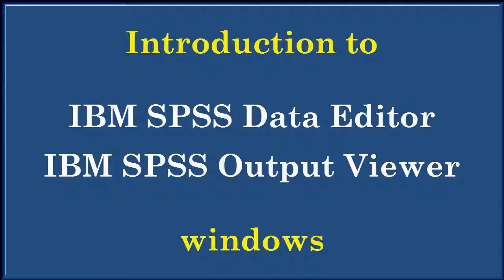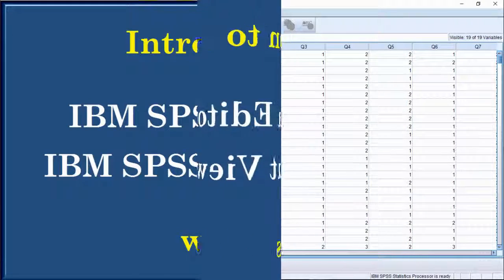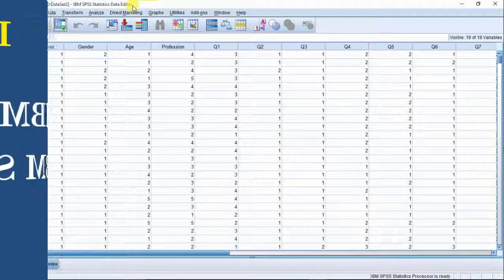SPSS has two windows. One is the data editor window and the other is the output viewer window. Defining variables, entering data and analysis are done in the data editor window. After performing the analysis, SPSS automatically displays results in a separate window called the output viewer. In this video, you are introduced to these two windows.